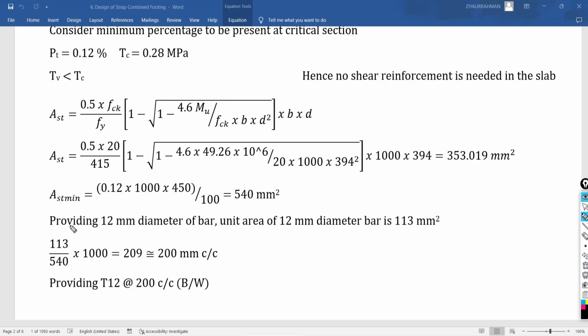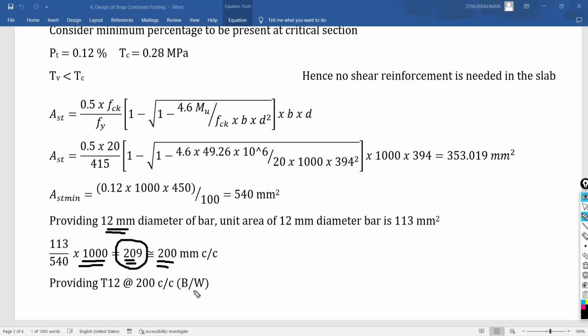Okay, so here now providing 12 mm diameter of bar with a unit area of 12 mm diameter of bar as 113 mm square. Now how much the spacing is required? So 113 divided by 540, over the 1 meter width, so 1000, we are getting 209 mm as the required spacing. You are not allowed to provide the spacing more than this. That's why we are going to provide the spacing as 200 mm center to center.